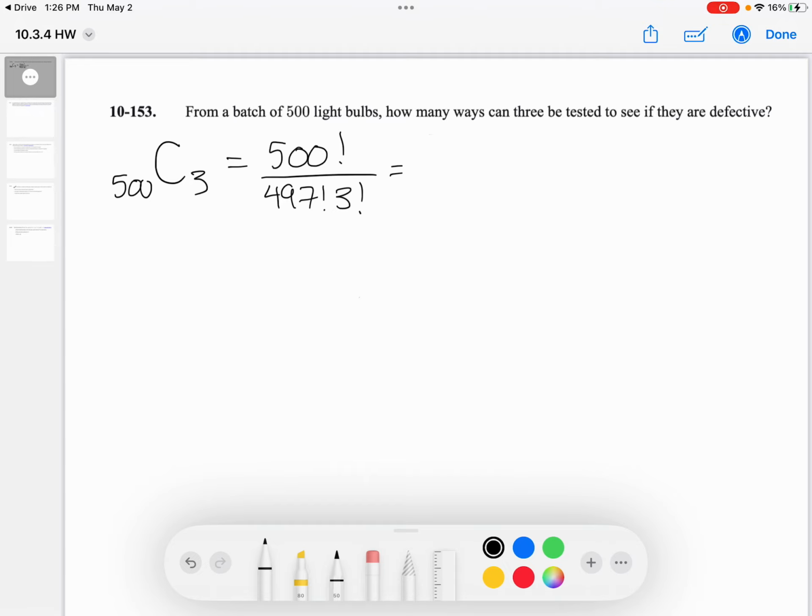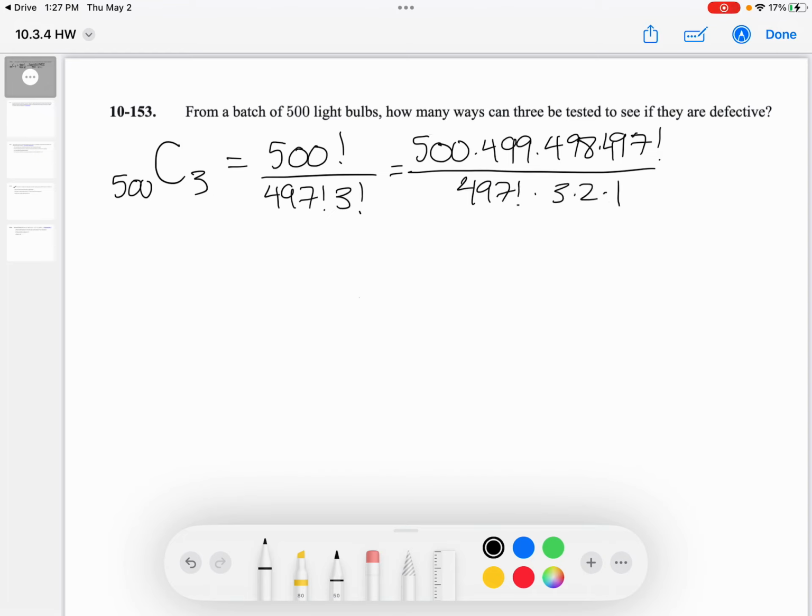And I'm going to write my 500 in a kind of special way. I'm going to write it as 500 times 499 times 498 times 497 factorial, all over 497 factorial times 3 times 2 times 1. Okay, and I wrote it this way because, look, 497 factorial cancels in the top and the bottom. And I am left with 500 times 499 times 498, all over 3 times 2, or 6.